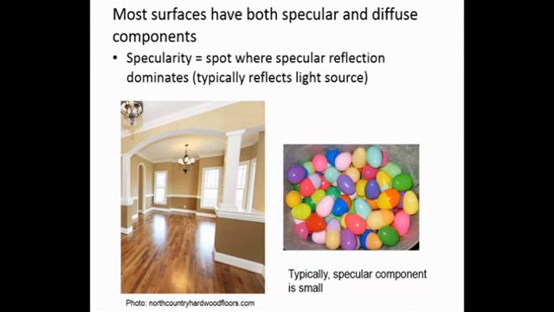It's specular everywhere, but where you see the reflection of the light source, it dominates rather than the diffuse component. The diffuse component of these will be reflecting blue light or red light and so on. The specular component just reflects mainly whatever is coming in.